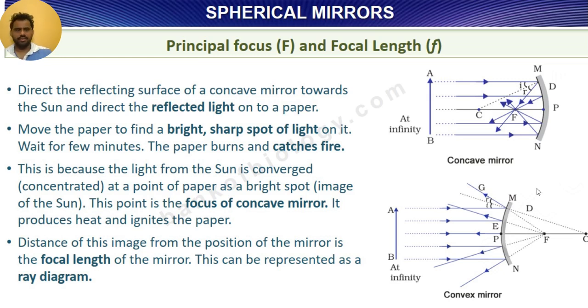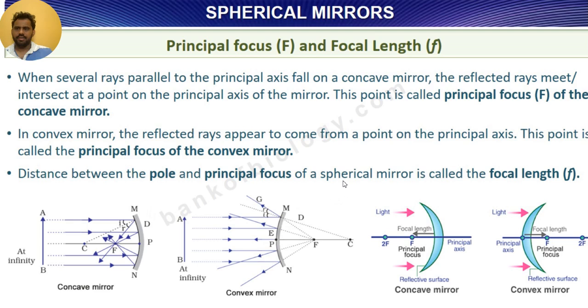This can be represented as a ray diagram. This is for concave, this is for convex. Concave converges it to the focus, convex diverges it, and from behind we extend it to the point where they all meet, which is the focus. Now let's move ahead.